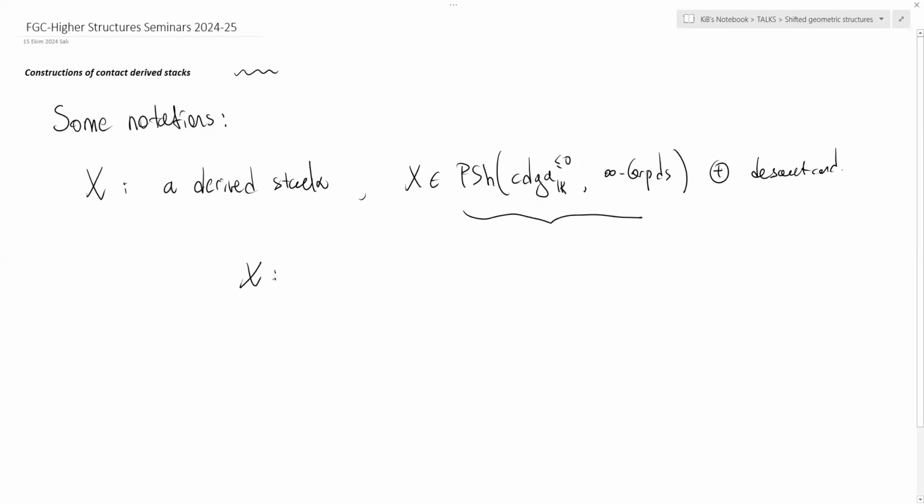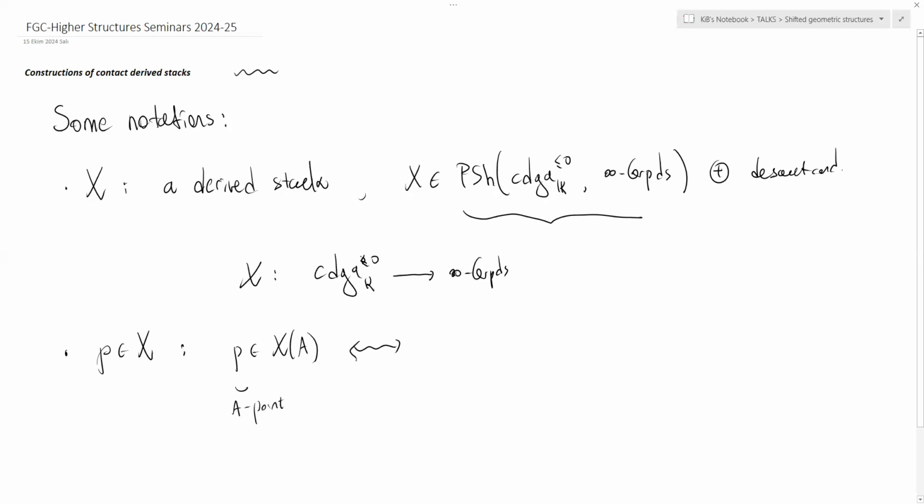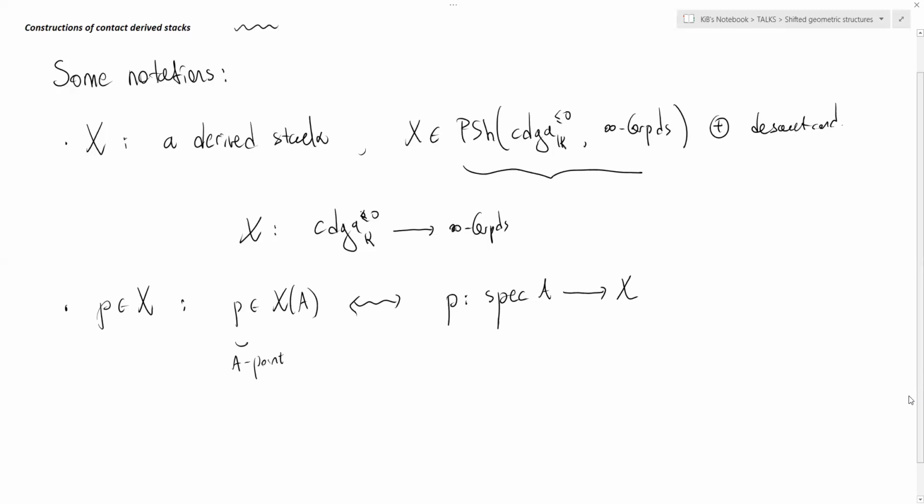So when I say a derived stack, I mean the functor in this form, to infinity groupoids. When we say a point in our stack, P in X, I mean P is an element of X(A), so it is called an A-point. You can consider the point as a map from Spec A to X itself. This is really how we use the Yoneda lemma. So when we say a point, we mean a map like that.